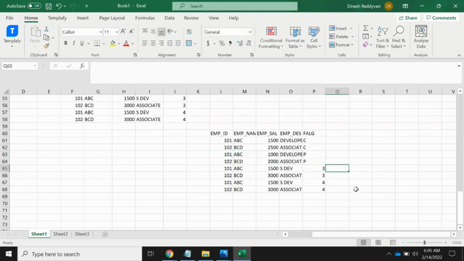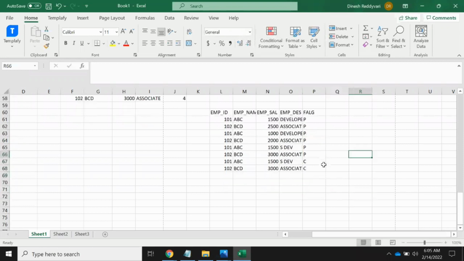These are the flags. Again, next year, these two will go to previous, and these will come to current. Again, next, what will happen? These two will go to previous, and these two will come to current. Now observe this one. Based on the flag, you can only see which one is the latest version, and all the rest are previous versions, right?